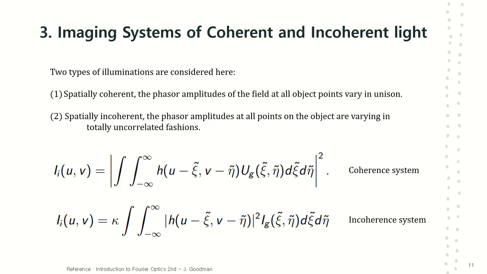Two types of illumination can be considered. One is coherent light and the other is incoherent light. A coherent imaging system is linear in complex amplitude. An incoherent imaging system is linear in intensity. So the intensity distribution function can be represented by these two equations in each case.